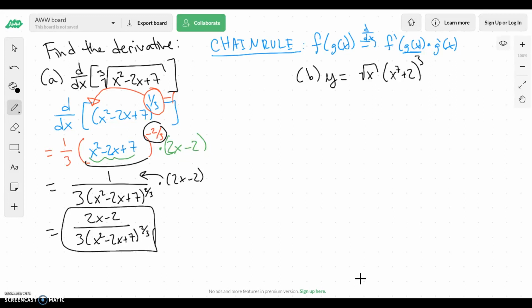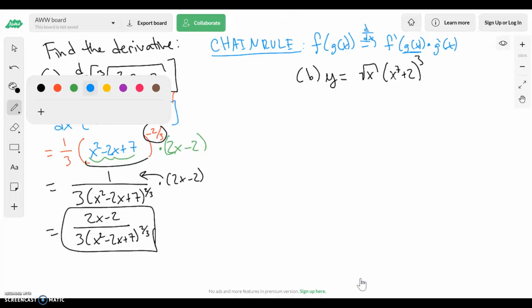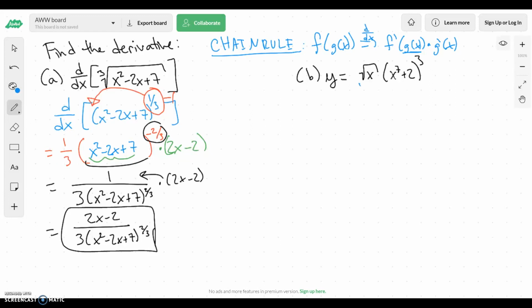Okay, now for the second problem, notice that I have two different functions. I have my first one, f, and I have my other one, g. So here's where we're going to use the product rule. So we know that we have to take the first times the derivative of the second plus the second times the derivative of the first.